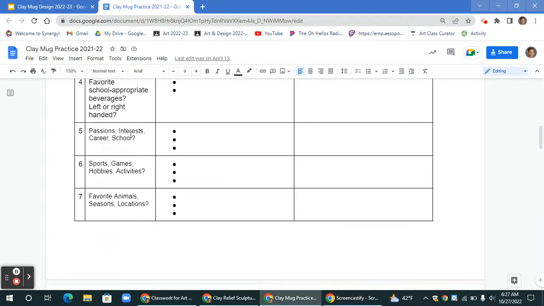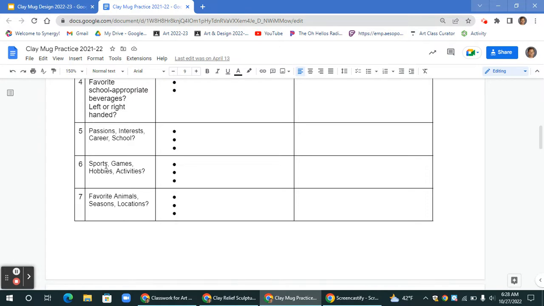Next, passions, interests, career, and school. So think about the things that they enjoy the most. Is it maybe a belief system or religion? There are a lot of different passions or interests, or you could also focus on career or school. So they have a particular job or occupation that you want to list. Is there a particular school that they went to or are currently going to?